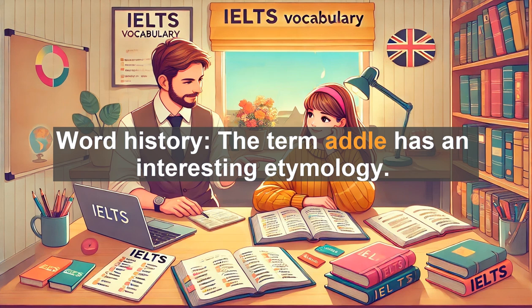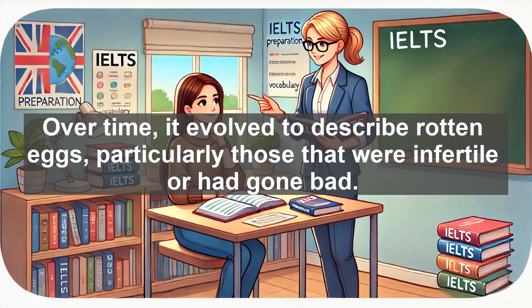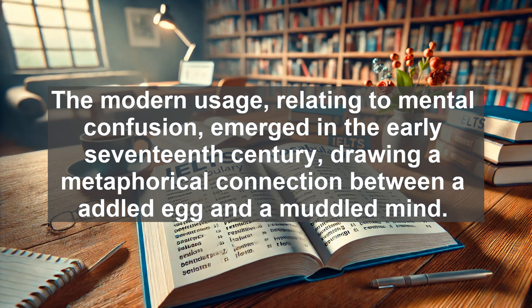Word history. The term addle has an interesting etymology. It originated from the Old English word adela, which referred to liquid filth or urine. Over time, it evolved to describe rotten eggs, particularly those that were infertile or had gone bad. The modern usage relating to mental confusion emerged in the early 17th century, drawing a metaphorical connection between an addled egg and a muddled mind.